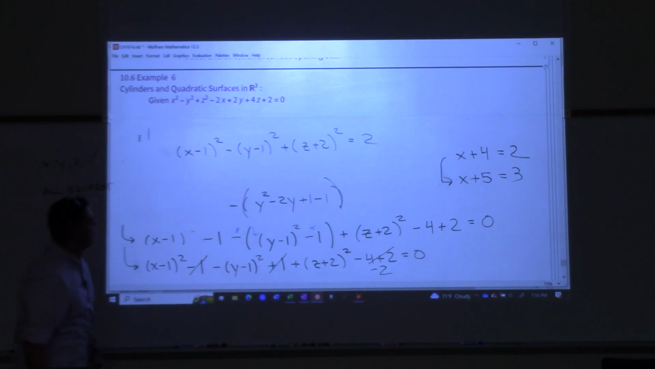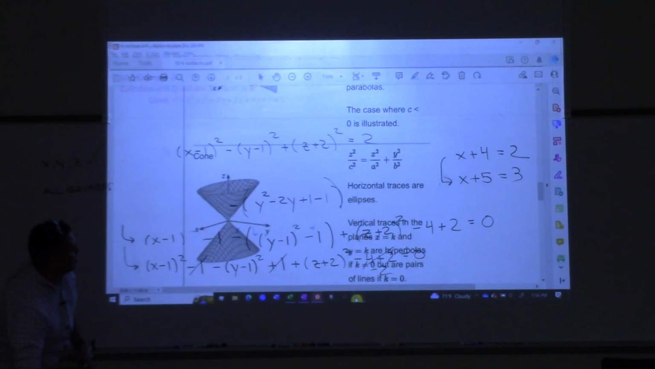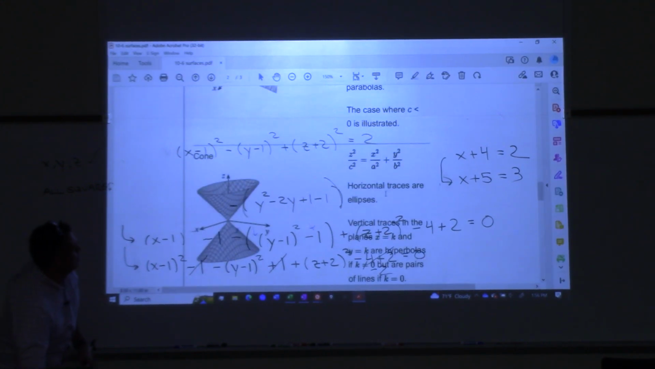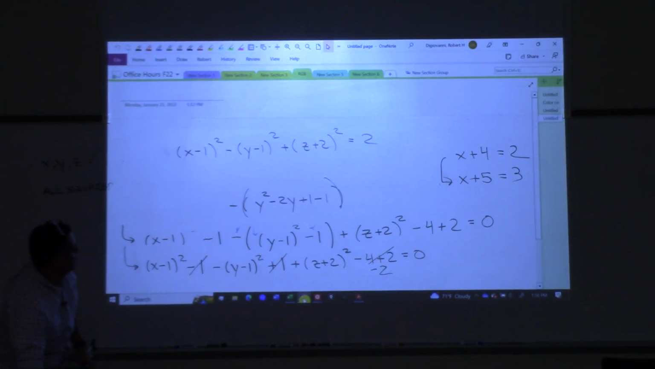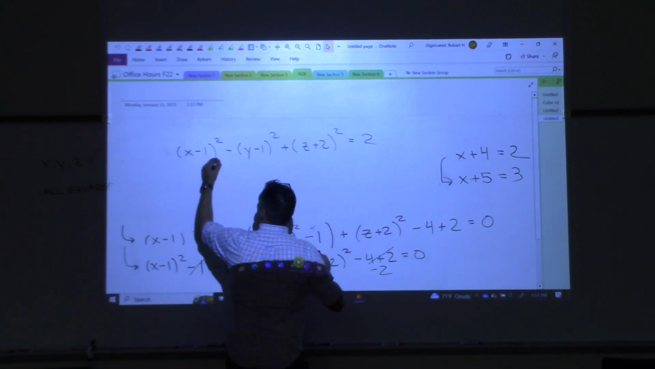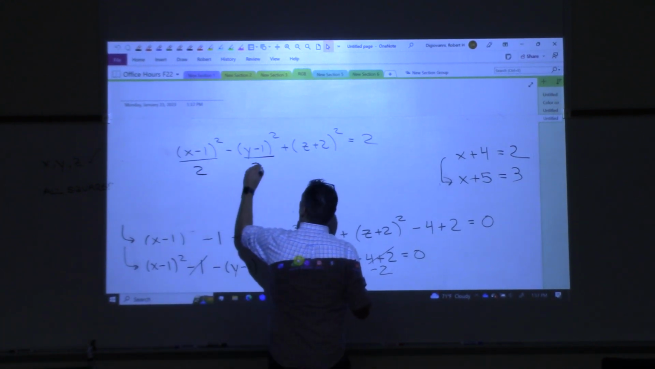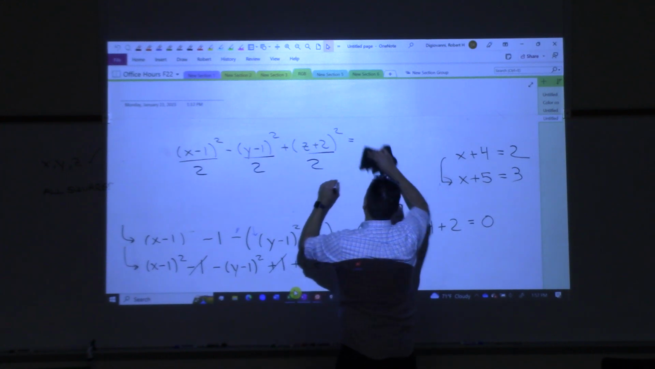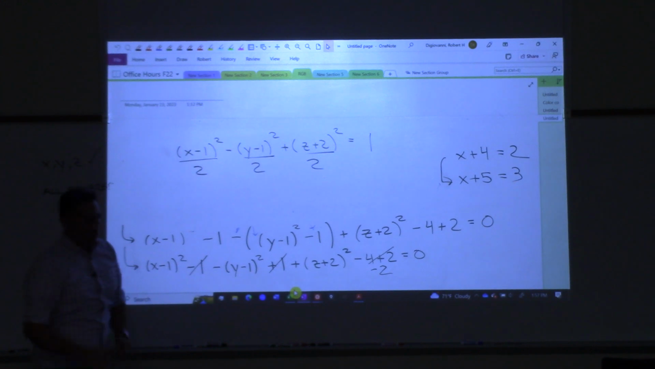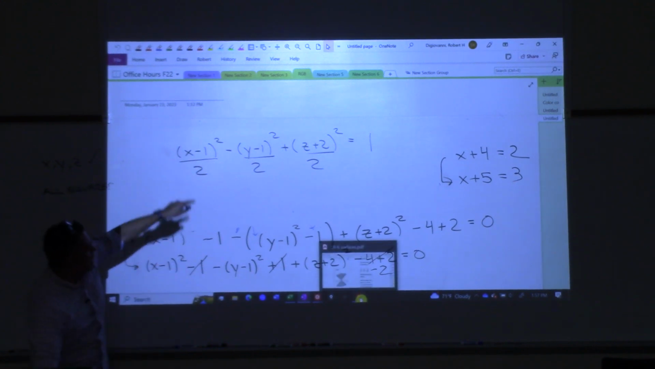All right. What do we have here? Going back to all of our options. Let's divide through by 2. If I divide through by 2, I get 2 here, 2 here, 2 here, and 1, right? Do we have anything that looks like that? Do we have anything that has all 3 variables equal to 1? And there's subtraction between one of them.